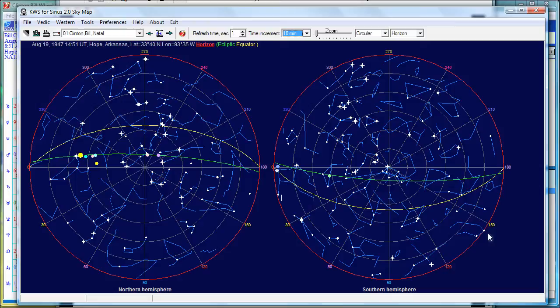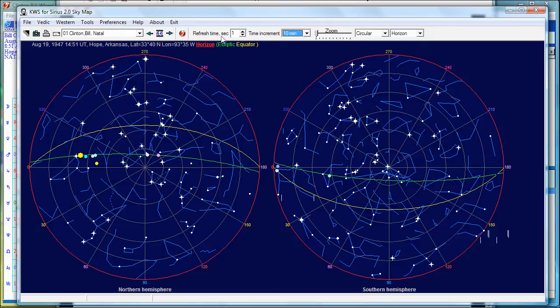And over here, if I put my arrow there, it tells me it's Shiat, almost exactly on the horizon. Must be slightly below the horizon because it's on this right side. The circle on the right side is below the horizon. And here is Matar. So Bill Clinton was born with three fixed stars on the horizon.